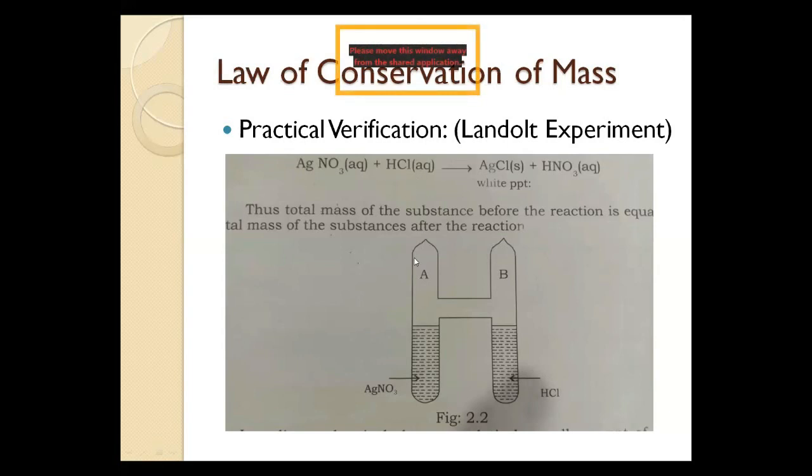For this, he took an H-shaped apparatus. This is the H-shaped apparatus. It has 2 limbs. This is one limb and this is the second limb. He called the first limb A and the second limb B. In limb A, AgNO3 is placed, and in limb B is the HCl. Then after putting in the AgNO3 and HCl, both ends of the H-shaped tube apparatus are sealed.